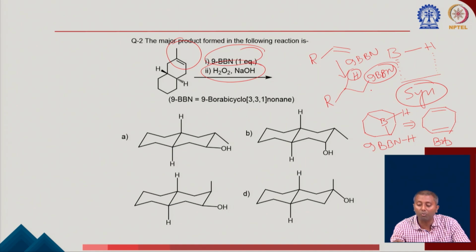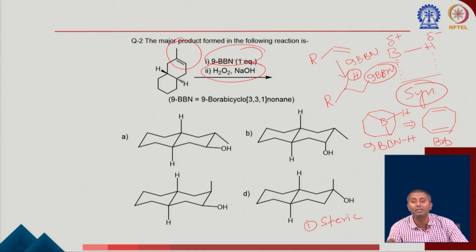Now you have to understand why that is happening. One of the reasons is the steric factor. Also, when the boron and hydrogen are adding, we write them as delta plus and delta minus. Hydrogen is more electronegative than boron, so hydrogen has more electron density, a delta minus. It will try to add to the carbon with more delta plus.